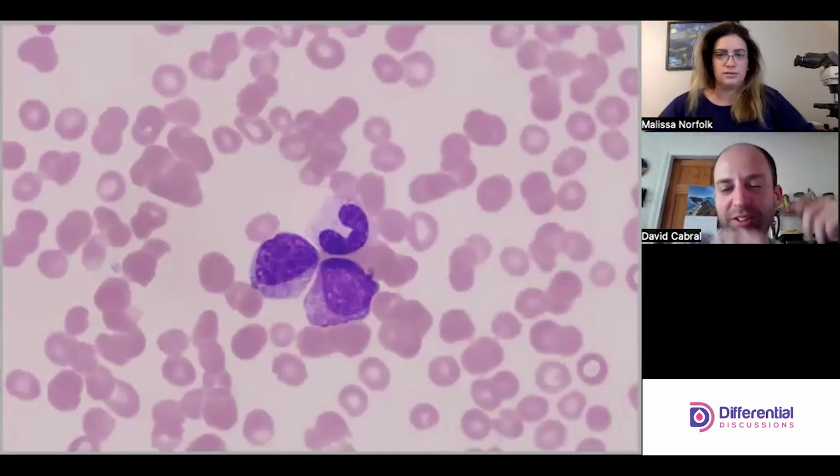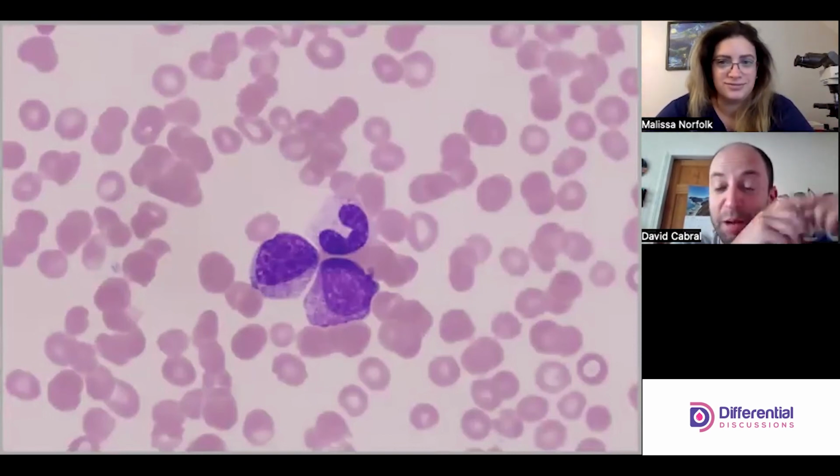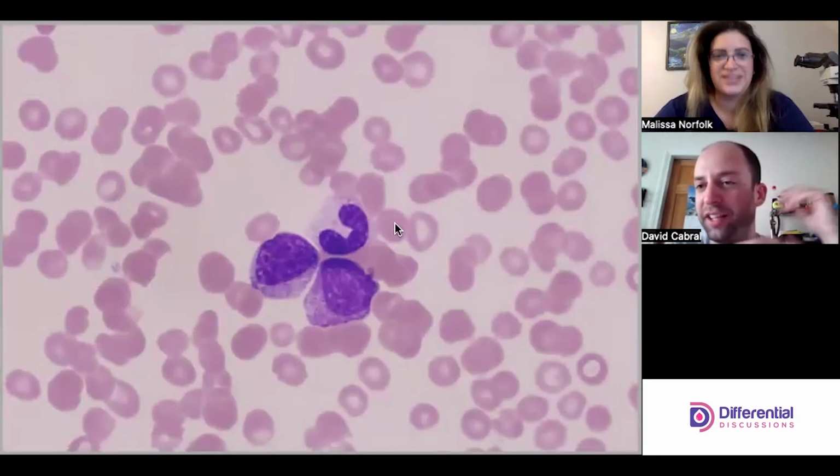Which cell would you like to start with? The top one. Top one. I'll take the easy one. You can take the hard ones.